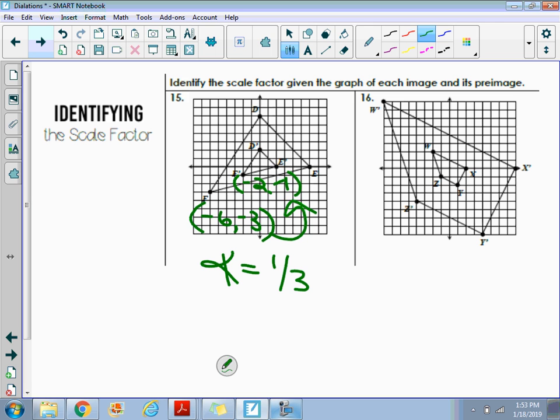Okay, and we can do the next one. This time my answer is the big one. My image is the big one, so I know I'm multiplying. Let's do Y. Y is at 1, negative 2. And my Y prime is at 4, negative 8. What did I do to get from 1 to 4? I multiplied by 4, so K would just be 4. And that's it.